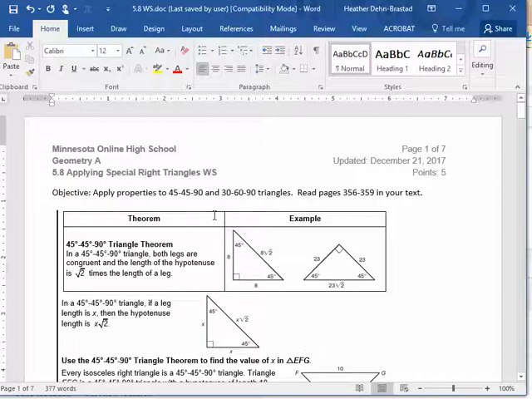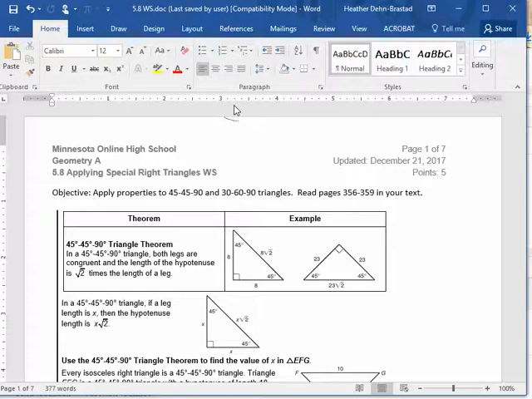So we start with a 45, 45, 90 triangle. It has to have a right angle, and in a right triangle that has two angles equal to 45 degrees, the two legs will be congruent, and the length of the hypotenuse will be the length of a leg times the square root of 2. Now you could find this out by doing the Pythagorean theorem.